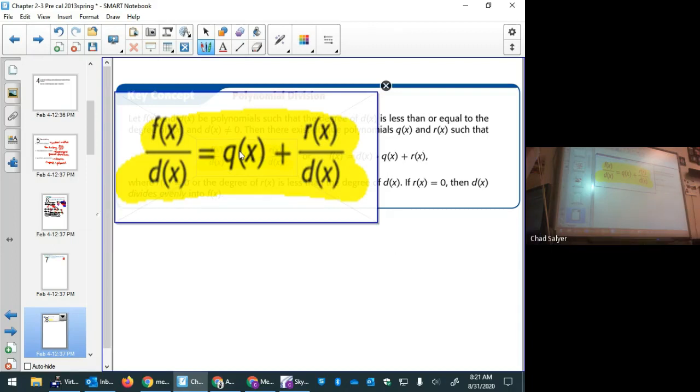The reason why that's important is because it includes a description of what to do with the remainder. On that last problem, we didn't have a remainder, so we didn't have to worry about it. On subsequent problems, we may. But notice you place it over the original divisor and add it at the end.